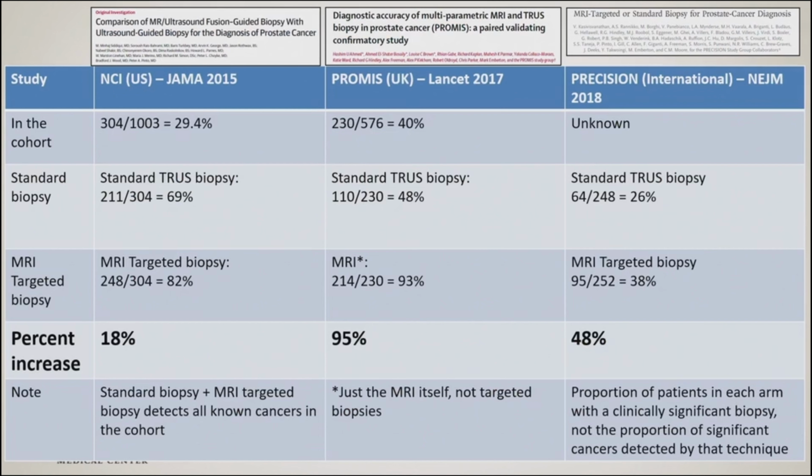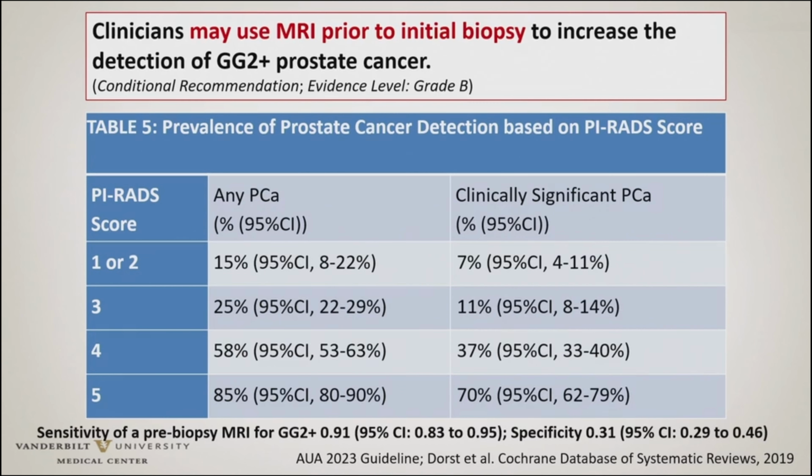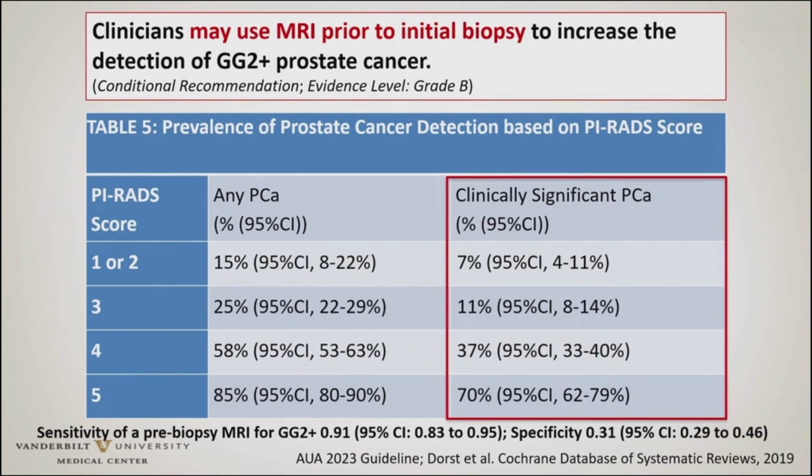And what does this depend on? It depends, first of all, that we know that the detection of clinically significant prostate cancer is enhanced by the use of MRI. These are all very differently designed studies, and that's why the range is so wide here. But no matter how you look at it, using MRI increases detection of grade group 2 and higher prostate cancer. This is from the systematic review performed for the guideline panel.